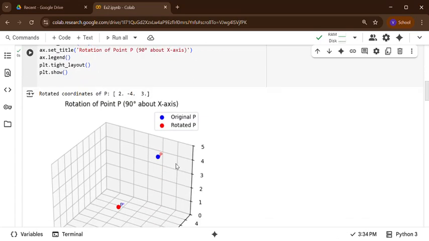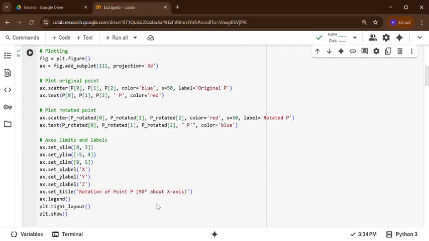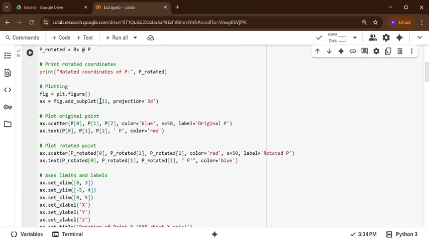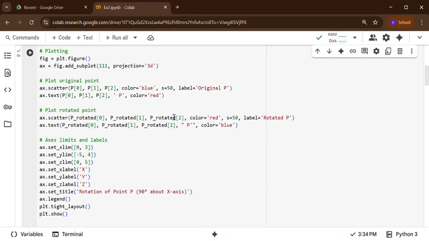Okay, then you can see the blue color. So in the blue plot, P has the color text, and then the red plot has the blue color text. Okay. So what we have done is we have defined it, multiplied it, and we have plotted it.